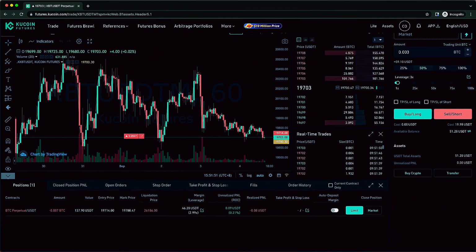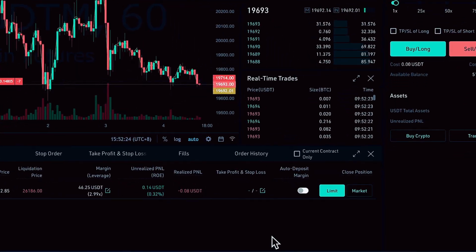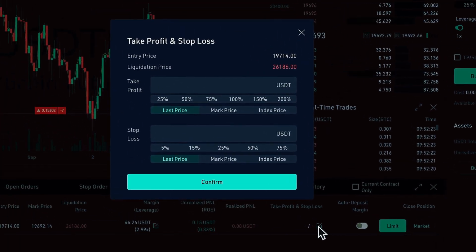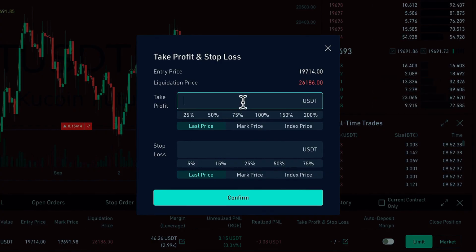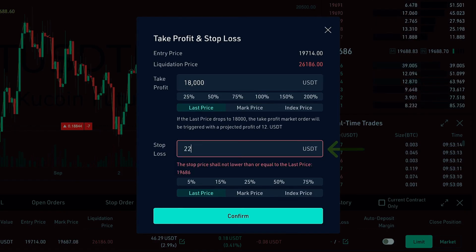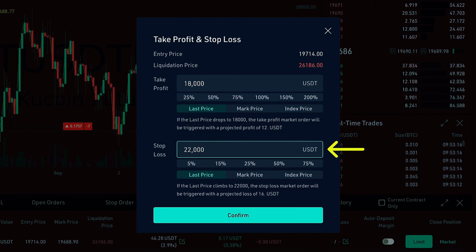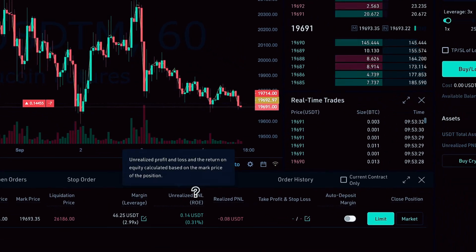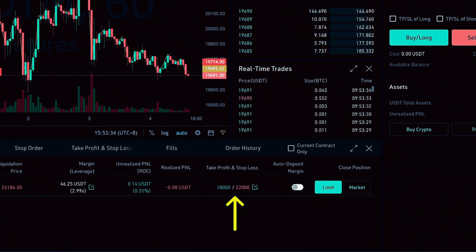In order to manage our risk, we can also set a take profit and or stop loss for each position. All we have to do is click on this edit icon under take profit and stop loss. And then here we can set our take profit price, which means that when this price is reached, then the position will be closed to lock in our profit. For the stop loss, we can do the same thing, just set a target price where we want our position to be closed at to limit our losses. When we click on confirm, we can see our take profit and stop loss prices here.